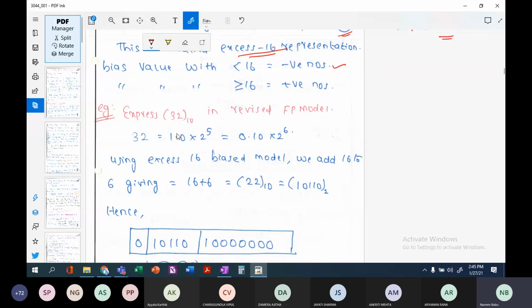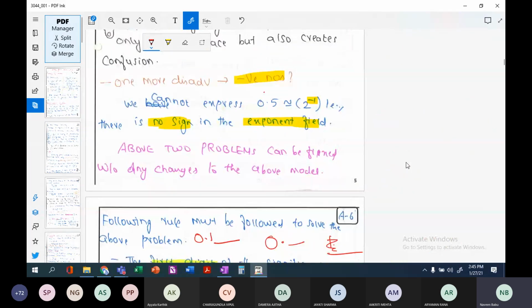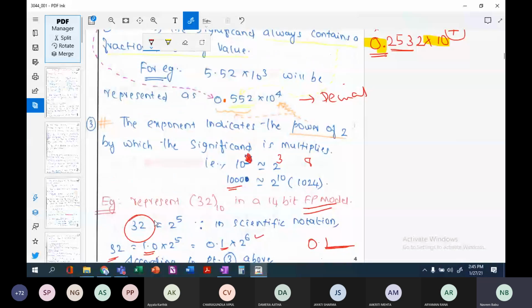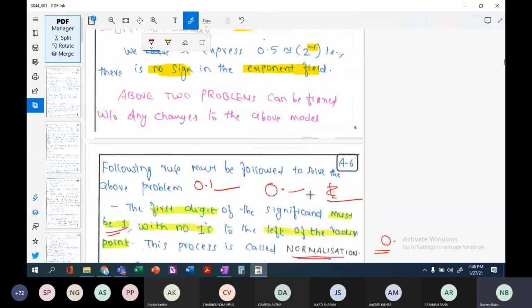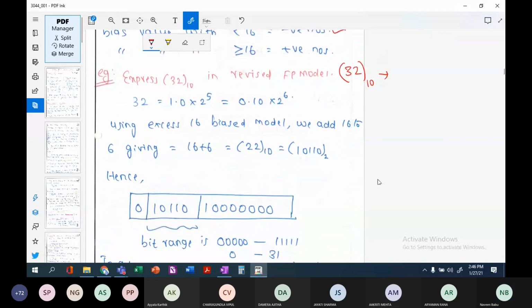Again, I have taken 32 as an example. Previously, if you recall, we took 32 to the base 10 in an example model, my own model. We represented it as a standard 14-bit model where 32 was converted into 2 power 5 in scientific notation. Now 32 can be represented as 1.0 into 2 power 5. We always wanted 0.1 and then the rest of the values, so this can be represented as 0.1 into 2 power 6.